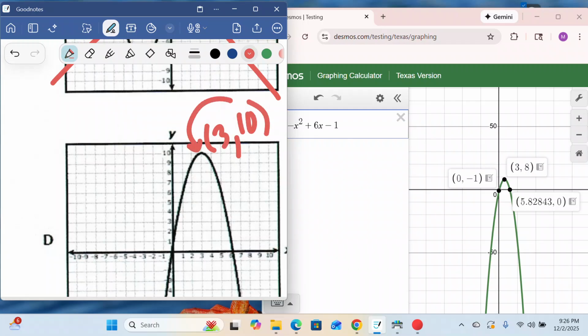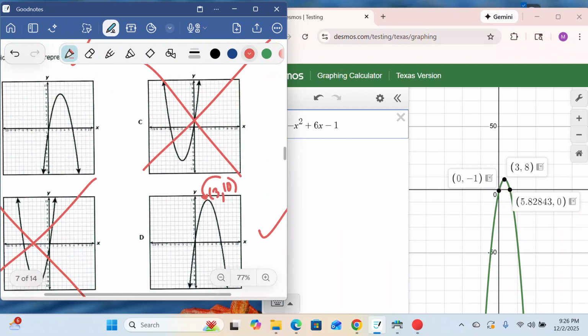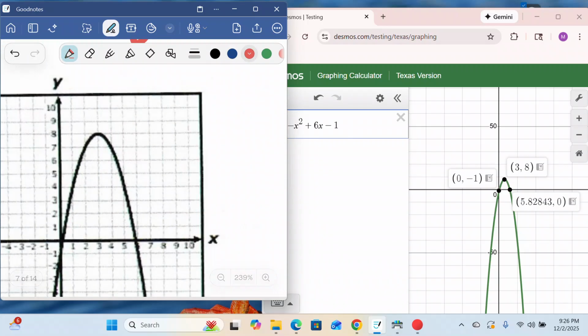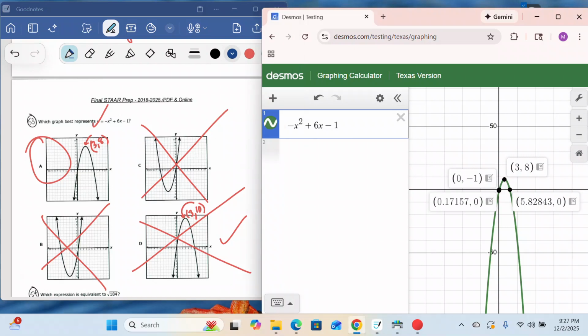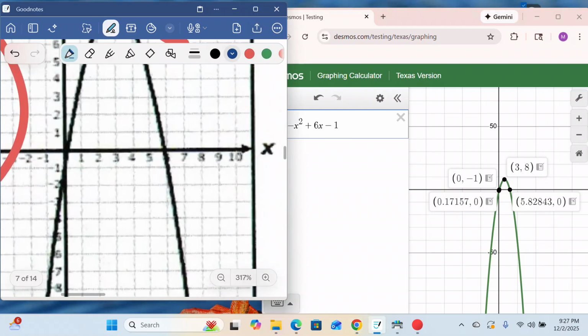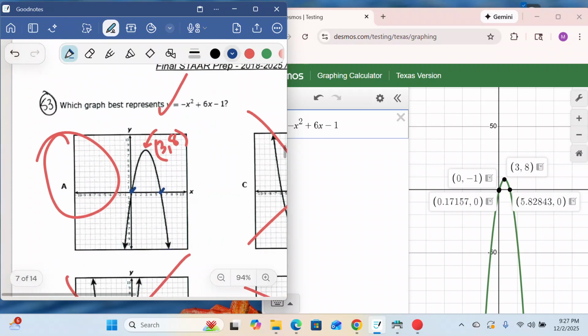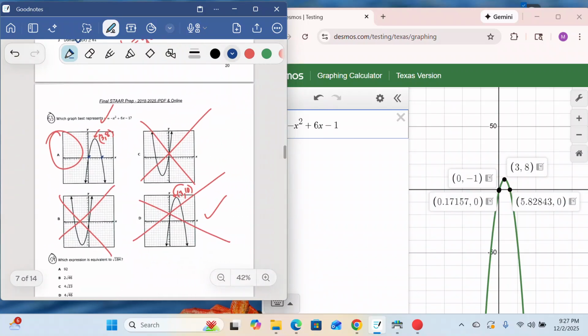This is my vertex. If I look at this vertex, this is going to be 3, 8. So just by looking at the graphs, this one is wrong, this one is correct. But I want to further check it. Well, here's my x-intercept, 0.17 and 5.8. Let's see it. Yes. And about 5.8. Yes. So that is also correct. So the correct answer choice is letter A for that one.